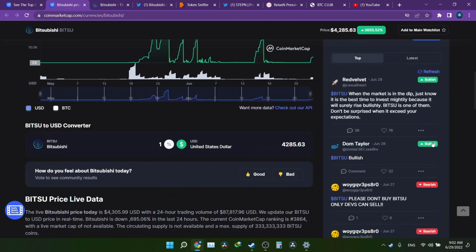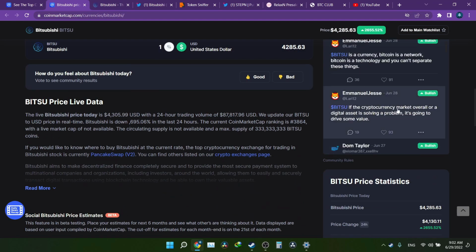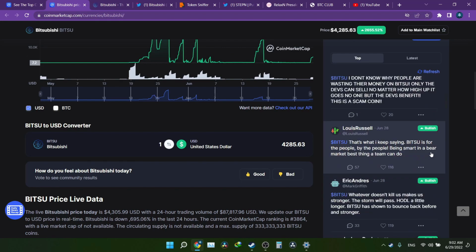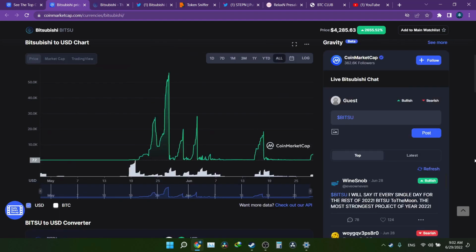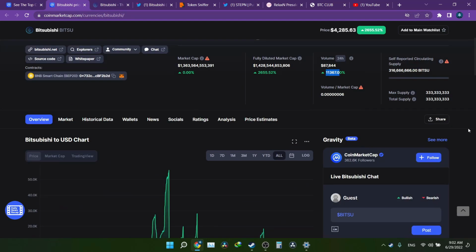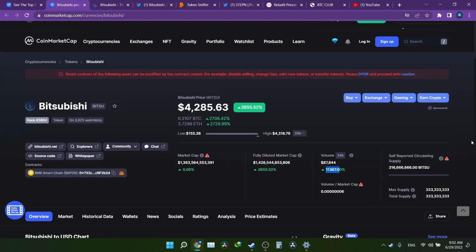And even if you go for what people are saying about this project, look at this, everyone is bullish about this project. Well, I'm not sure if it is real people. Only a few people are actually bearish, only like one out of 10. The rest are bullish. I will say it every single day for the rest of 2022, to the moon, whatever. Well, I'm not even sure if it's real people. If they are, it's just the scammers. If they are not real people, it's just the bots.